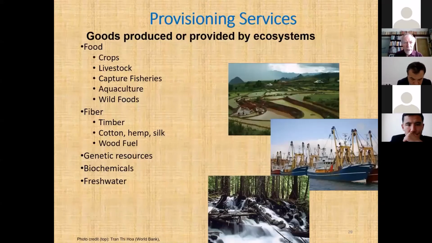So looking at some of them, the provisioning services, you have food, crops, livestock, fisheries, and so on. For fiber, you have cotton, you have timber, then genetic resources, very important, and so on.